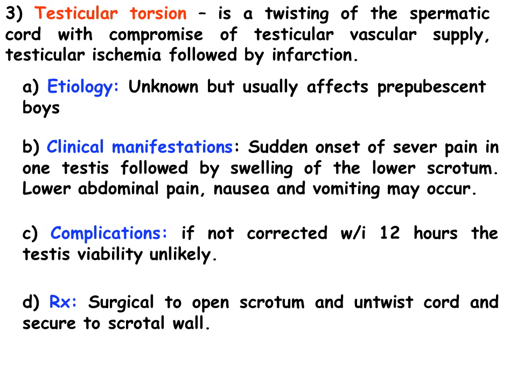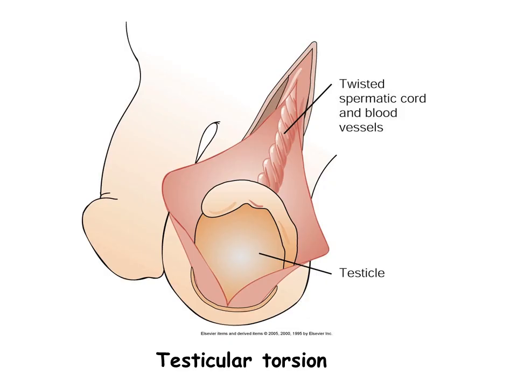This can be serious. They could lose the testis if it's not corrected within 12 hours, and they need to correct it surgically to open it and untwist the cord. And of course, you can see this picture, and although it is a stylized drawing, you can see how, if something gets that twisted, it's going to compress the blood vessels and lead to ischemia.